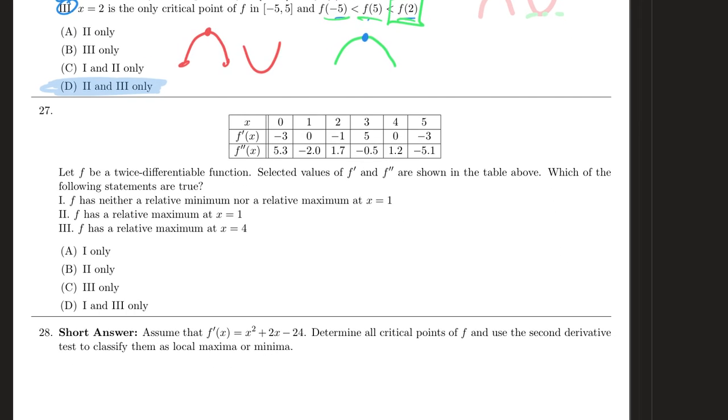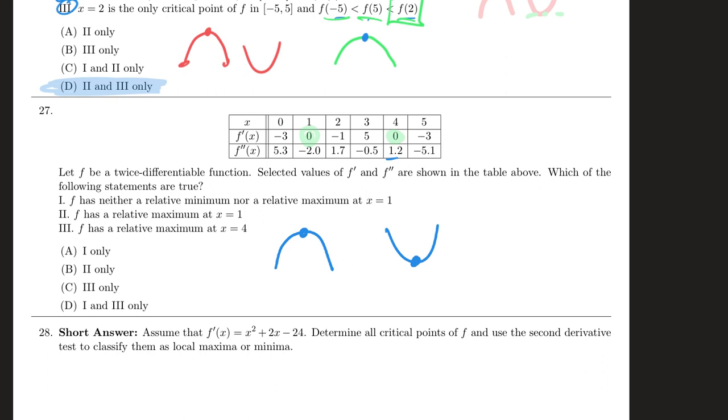All right, 27. We have this differentiable function. We know values of f prime and f double prime. Which of these do we know are true? And again, they're all about max and mins. Max and mins happen when my first derivative is 0. And if my first derivative is 0, then I look at the second derivative. The second derivative being negative means it's concave down, and that's a maximum. The second derivative being positive means it's concave up, and that's a minimum.